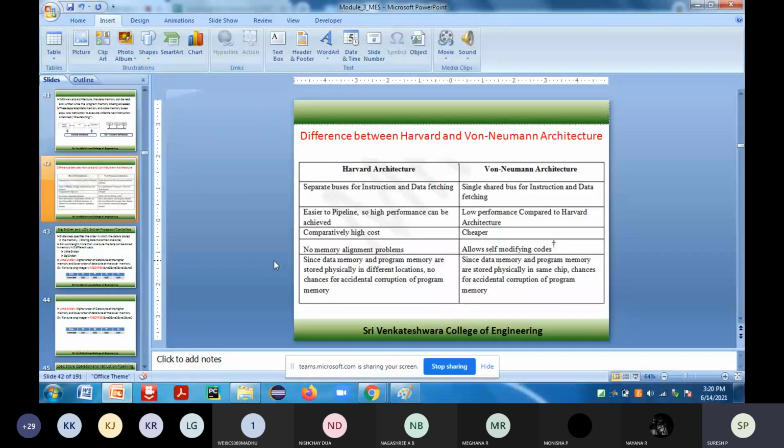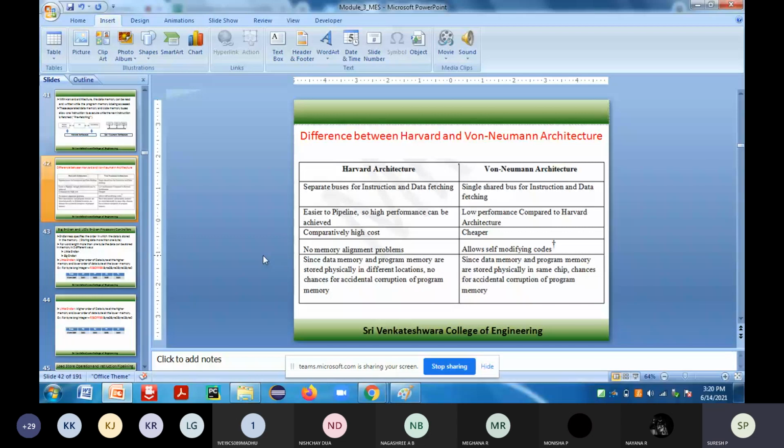Now, when you achieve that performance, obviously the code which you are supposed to run will execute faster. So the performance will be more compared to the Von Neumann architecture. The Von Neumann architecture is going to have low performance compared to the Harvard architecture.